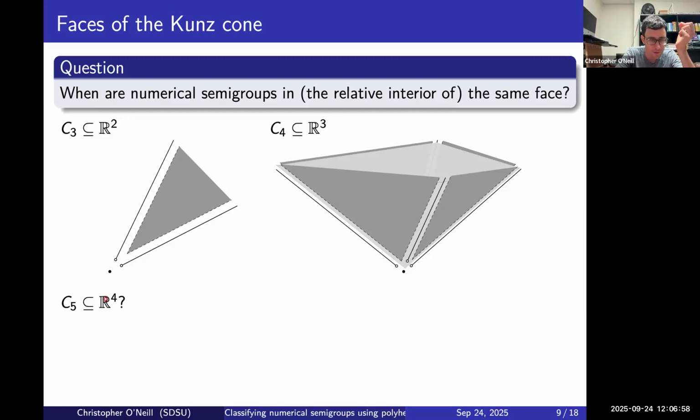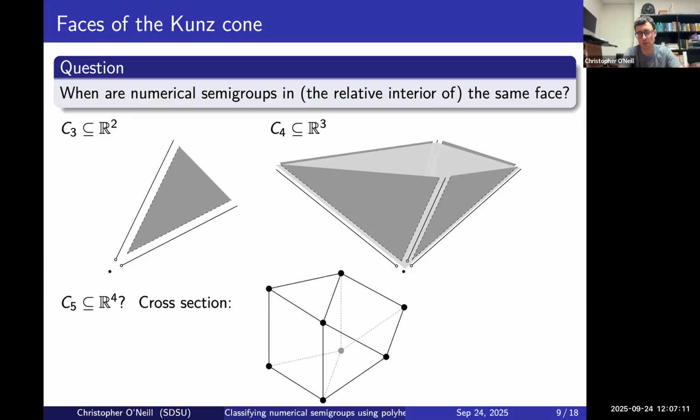So when m equals 5, the Kunz cone lives in 4 dimensions. But if we take a cross section of that, that gives us a 3-dimensional polytope. And it turns out its cross section looks like this. Each vertex here corresponds to a ray, an extremal ray, back up in the original cone. Each sort of flat 2-dimensional facet of this corresponds to one of the inequalities defining the original cone.